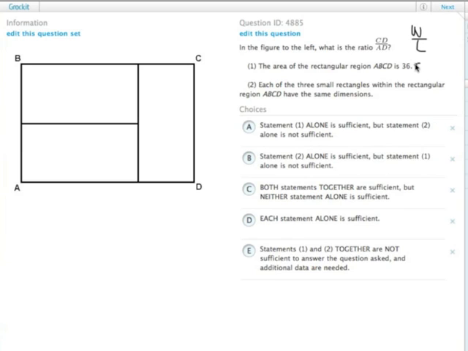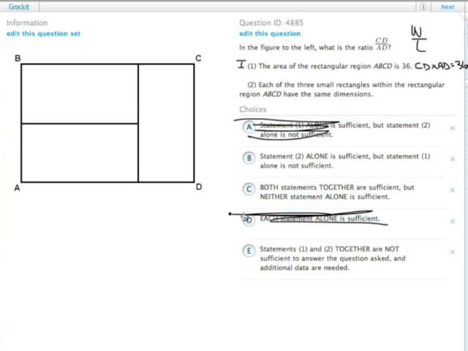So this tells us that CD times AD equals 36. But from this, we can't get to CD over AD, at least not in a useful way. I mean, we could have that on one side of the equation, but then we'd have something like 36 over AD squared on the other side, which isn't going to help us. So not sufficient on its own, so we get rid of this, and we get rid of this.